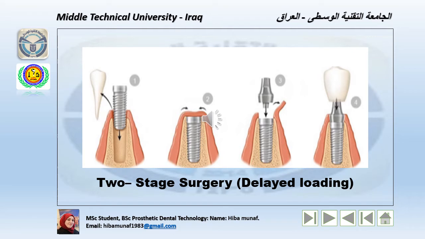And there are some disadvantages of two-stage surgery, which is delayed loading. First, since we do two surgeries, further surgery is needed. Second, compromised aesthetic, therefore a temporary prosthetic should be constructed, especially in the anterior region. Third, it is the longest period of treatment, it needs a long time for treatment.